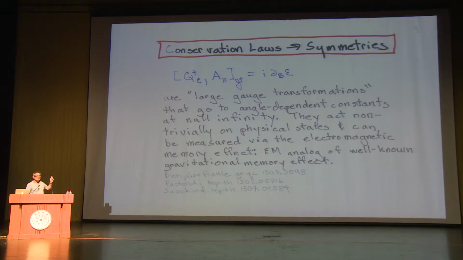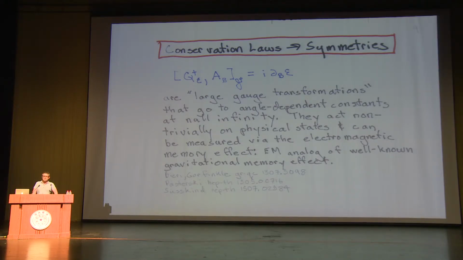They go to a constant, but the constant depends on the angle, it's not independent of angle, and it's not going to zero at null infinity. And this gauge transformation is antipodally identified. So it's the parity transform in the past of what it is in the future. These gauge symmetries are what we call asymptotic symmetries. They act non-trivially on physical states.